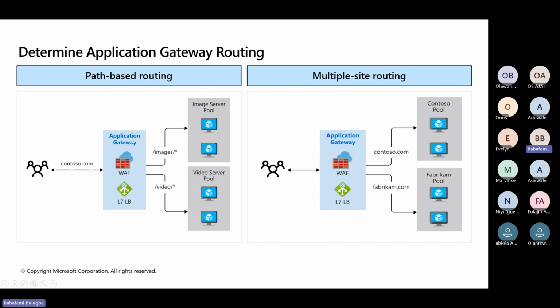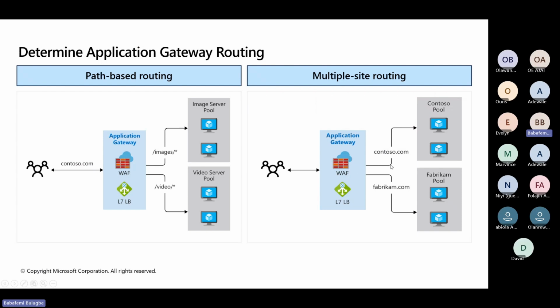So if you have a multi-site, like I said, let's say we have the backend URL, which is different from the front end, depending on what the user is trying to access. If the user is trying to access the backend, the user is redirected to the pool hosting the backend. And if the user is trying to access the front end, the user is redirected to the pool hosting the front end. And that's what we call multi-site routing.